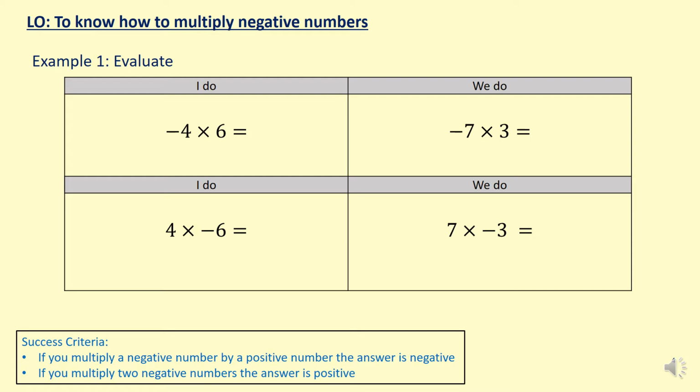Now in here, I start with the number. I know what is 4 times 6, which is 24. And then, as I said, you have a positive number because 6 doesn't have any sign in front of it. That means it was a positive number. And you have one negative number. Based on success criteria, positive times by negative, your answer is negative. Now pause the video and have a go with this video, please.